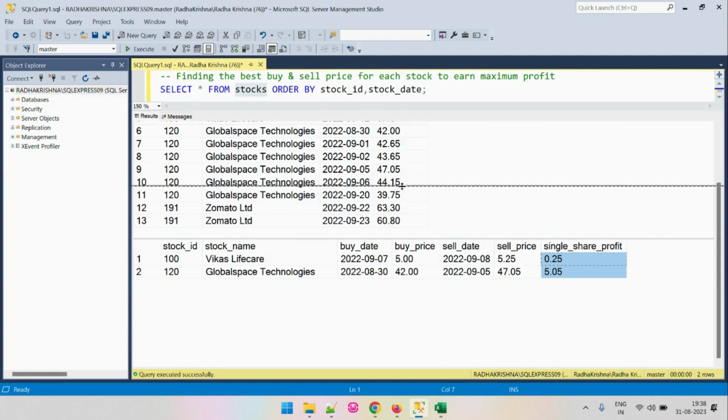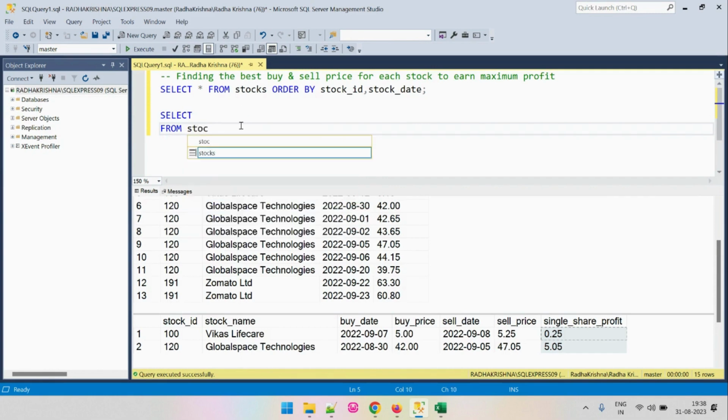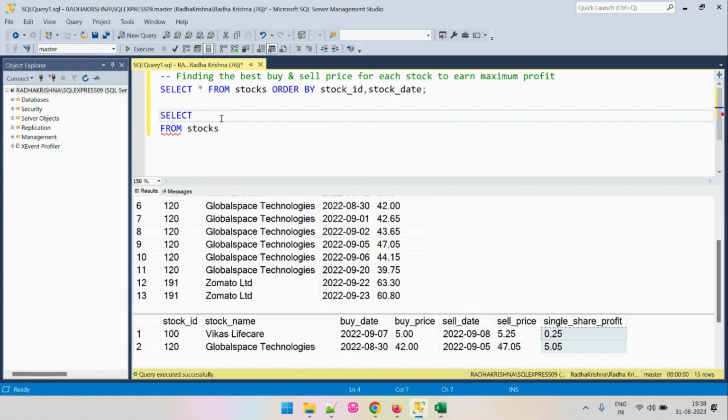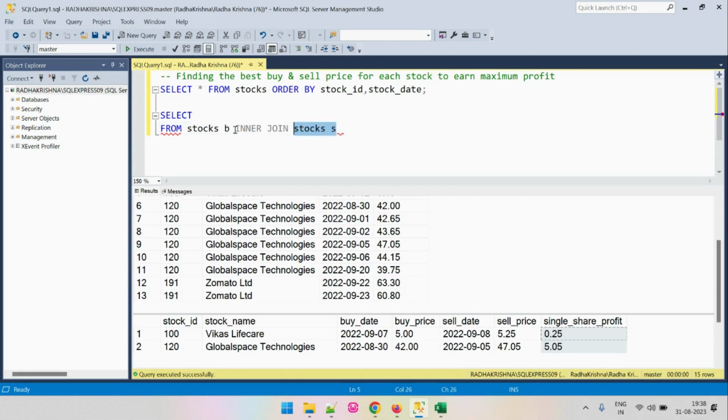Now we will operate on this input table, stocks. First of all, we will give the buy table the alias B. We will do an inner join and take the same table and call it S, meaning that this is the selling table and this is the buy table. So now we have created the two tables.